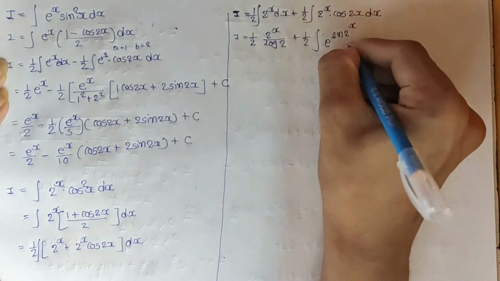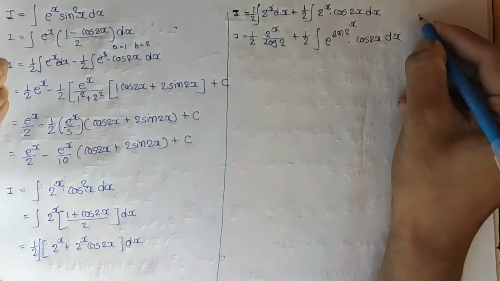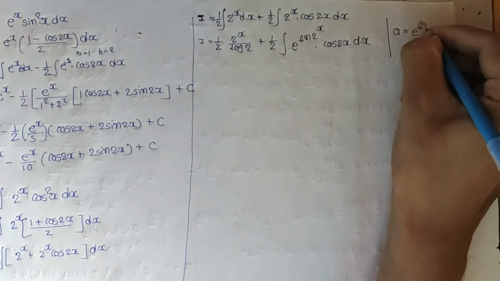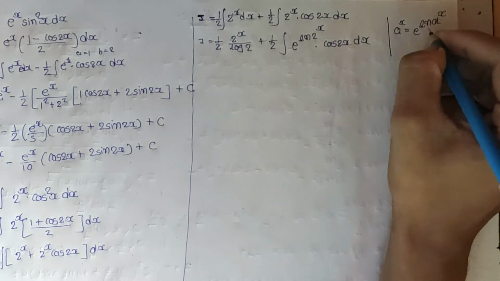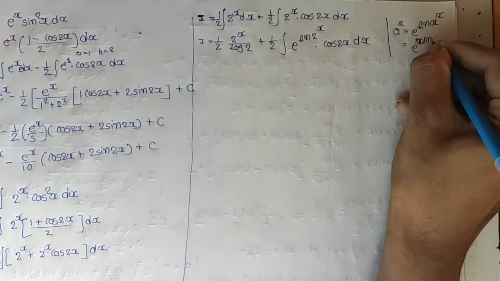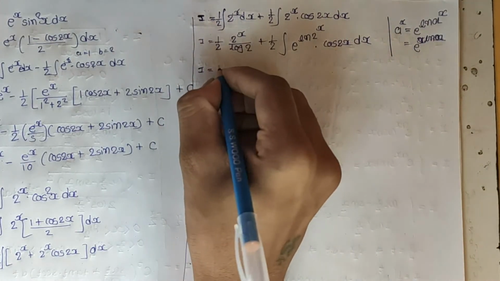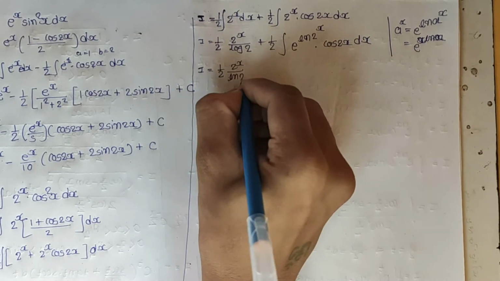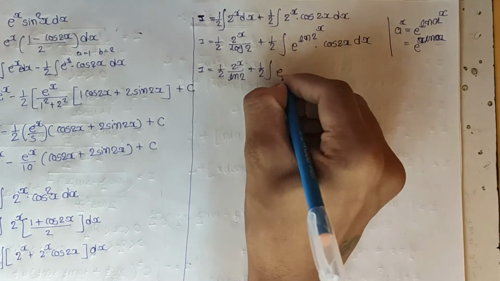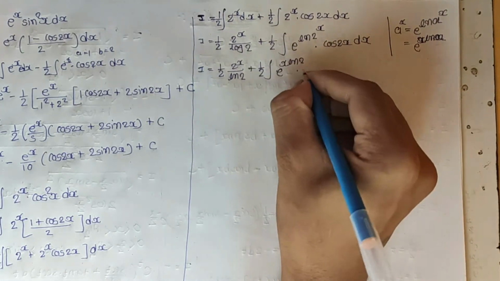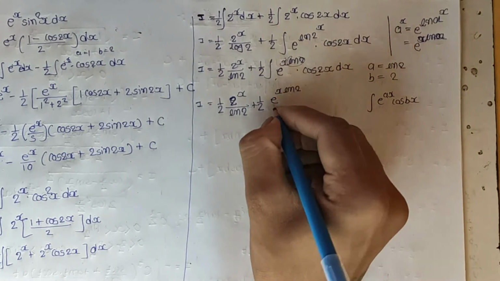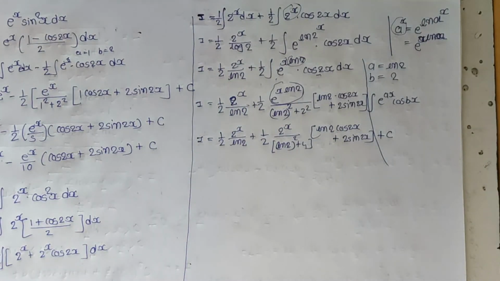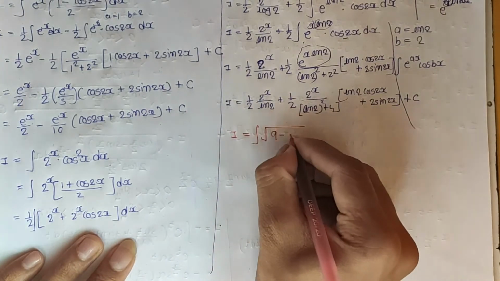I equal to integration, 1/2 of 2^x dx plus 1/2 integration of 2^x cos 2x dx. Okay. One half integration of 2^x is 2^x divided by log 2. And in the second part, one half integration, I can write 2^x as e^(ln 2 · x), into cos 2x dx. Here a is nothing but e raised to ln a. If a^x, then e^(ln a)^x becomes e^(x ln a).